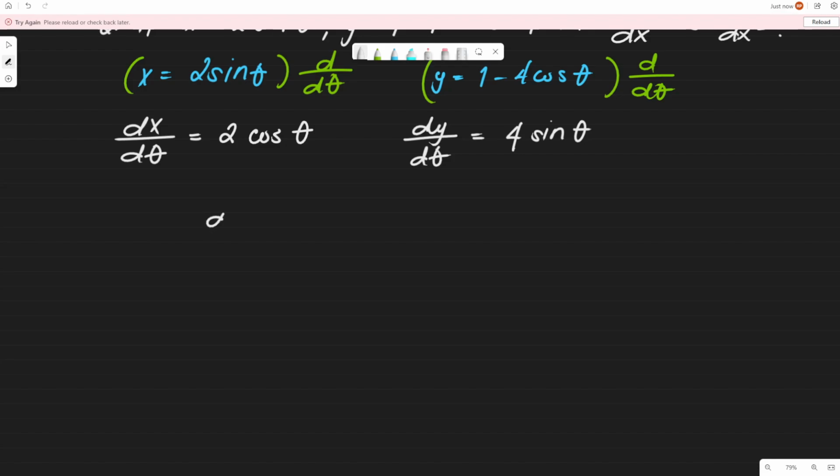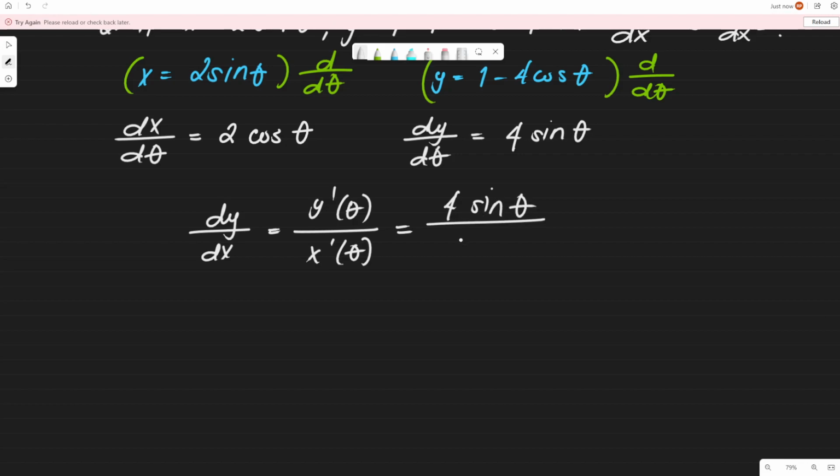Then just evaluate, no, dy over dx is equal to y prime theta over x prime theta. So 4 sine theta over 2 cosine theta. Just be 2. No, tapos alam natin sine theta over cosine theta, that is equivalent to tangent theta. So dy over dx is just simply 2 tangent theta. No, that's for dy over dx.